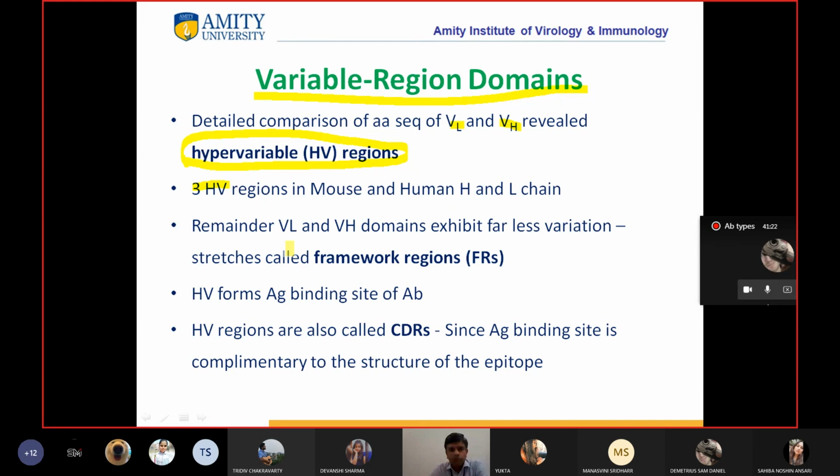and the remainder of the variable light and variable heavy domain exhibit far less variation, okay. The whole region is variable, right? Some points are hypervariable regions, other points have variation, but it is less variation, okay, and these stretches are called the framework regions. So if we talk about the variable region, it consists of hypervariable regions and the framework regions, okay. I will make you understand this with the help of a diagram. I hope you have understood this, okay. Hypervariable region forms the antigen binding site of the antibody, okay.